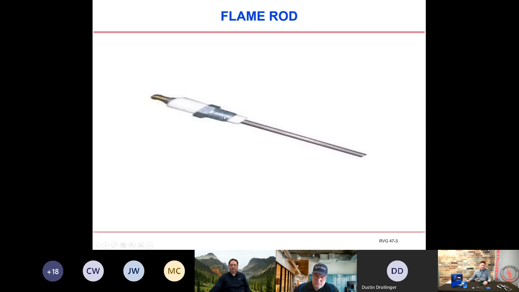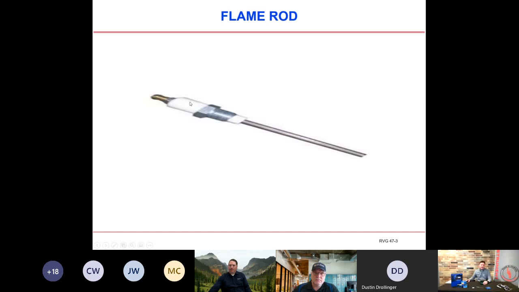This is an NPT fitting that actually fits into usually the casing of the burner that you're using. You can screw that into the top of the burner. In most cases, the burner manufacturer already has the ideal setting or the ideal placement of where that flame rod is supposed to be put into the burner system. So that is your connection into the burner. Last but not least is the ceramic insulator.